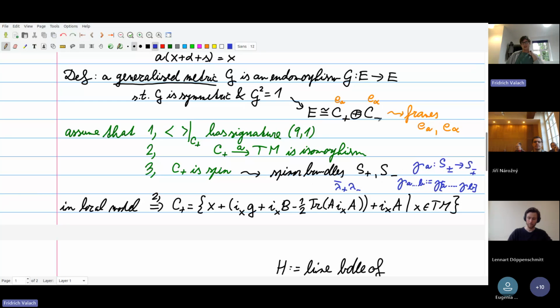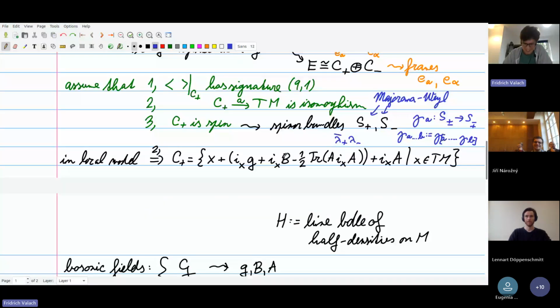For physicists in the audience, I should say that these are the Majorana-Weil spinors. So they are real, and there are two of them, and they have a natural pairing and action of C plus. Okay, so that was the shortest possible introduction to spinors.